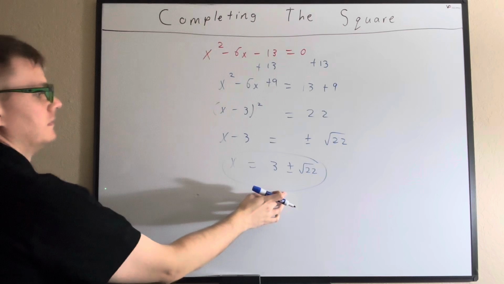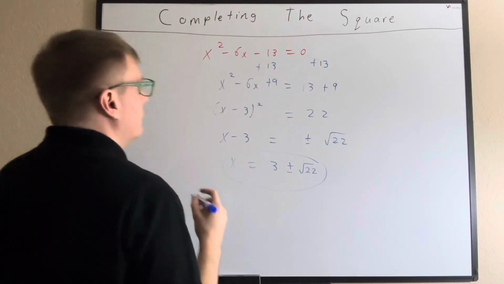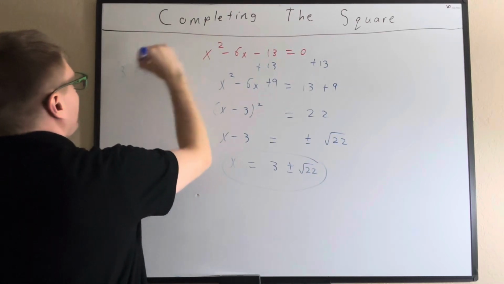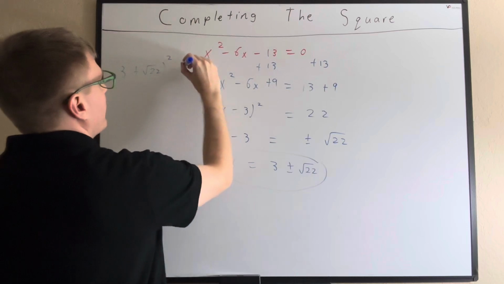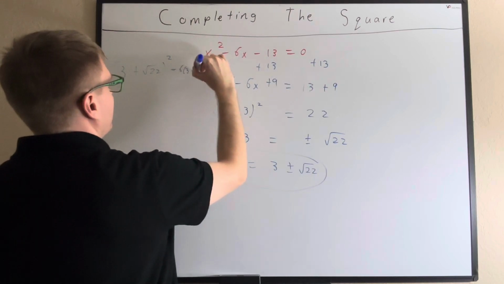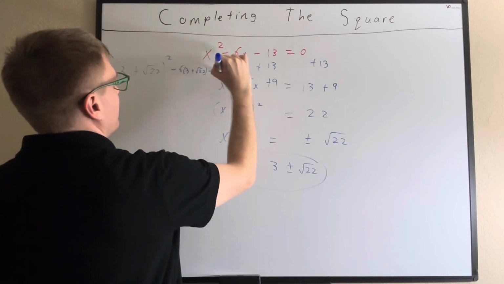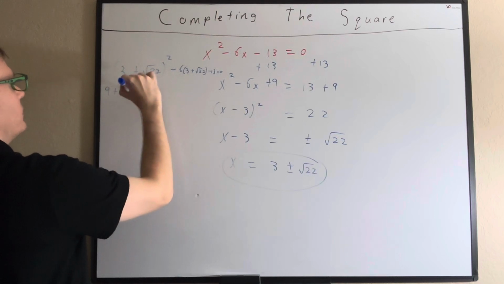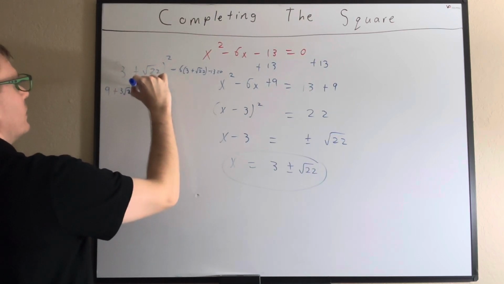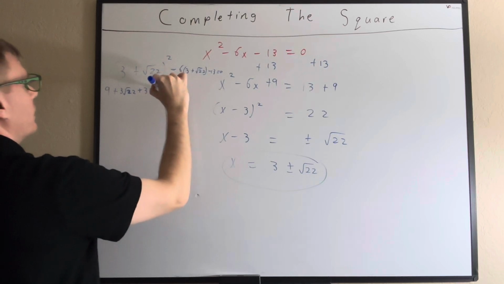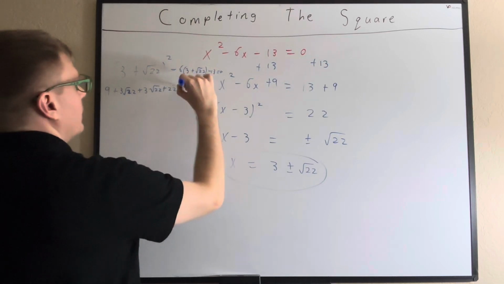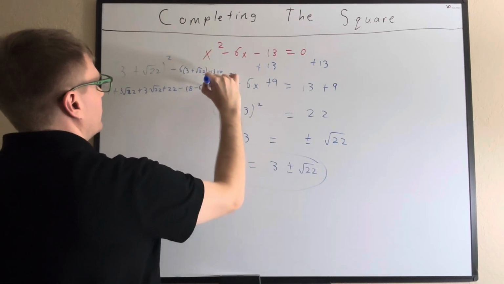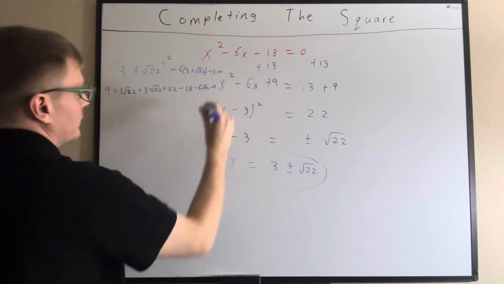Want to check our answer? Yeah, let's check our answer. 3 plus square root of 22 squared, minus 6 times 3 plus the square root of 22, minus 13 equals 0. 9 plus 3 square root of 22 plus 3 square root of 22 plus 22, minus 18, minus 6 square root of 22, minus 13 equals 0.